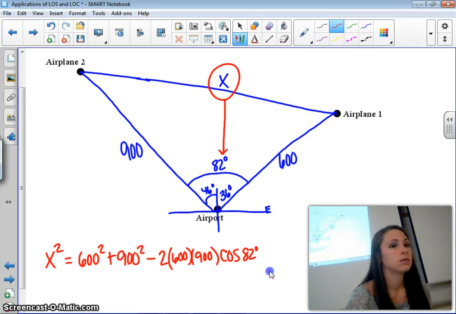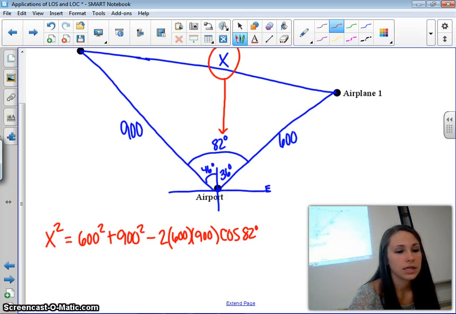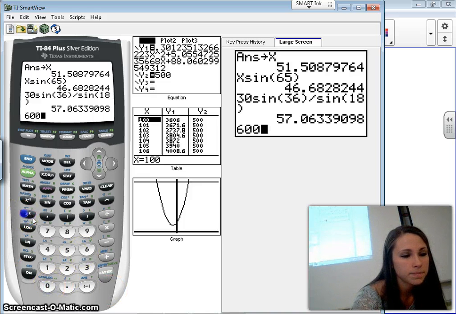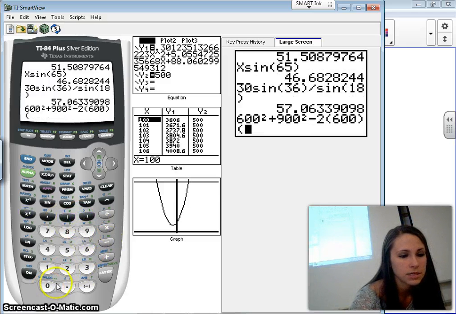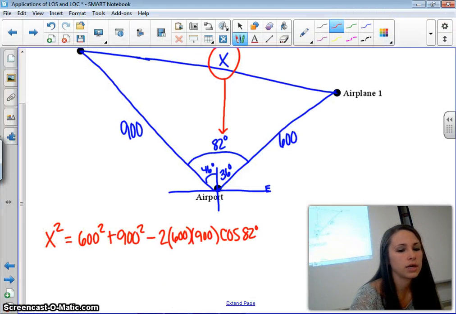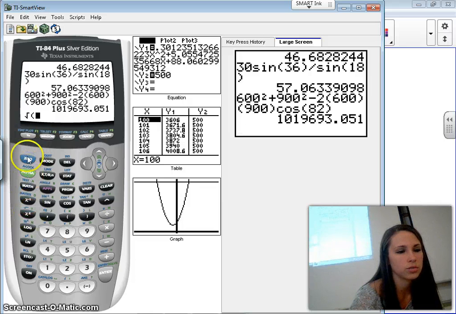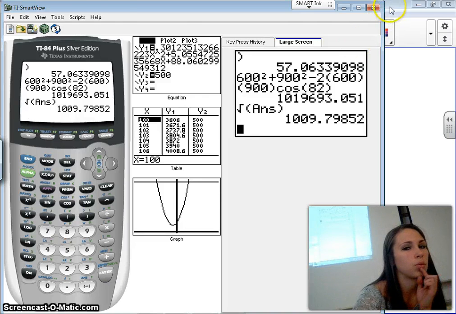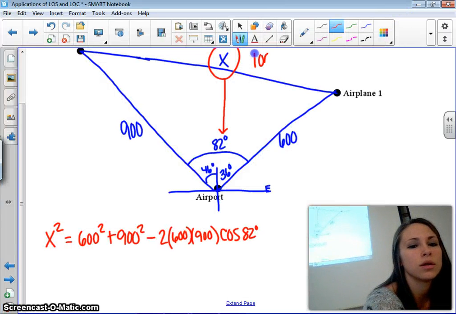Does that make sense? Alright, now, I'm just going to plug this in the calculator. So I'm going to do 600 squared plus 900 squared minus 2 times 600 times 900 times the cosine of 82, and that's going to give me this big number. And then how do I solve that? Square root. I need to get rid of that squared. So I'm going to take the square root. So square root second answer. And that's going to give me 1,009.8 miles. So this is 1,009.8 miles.